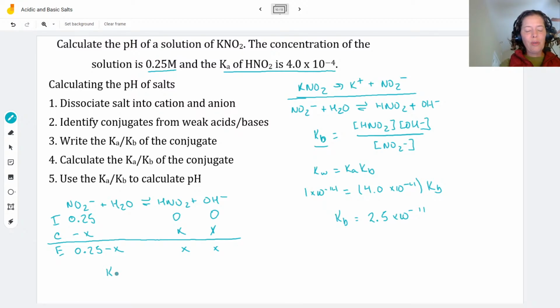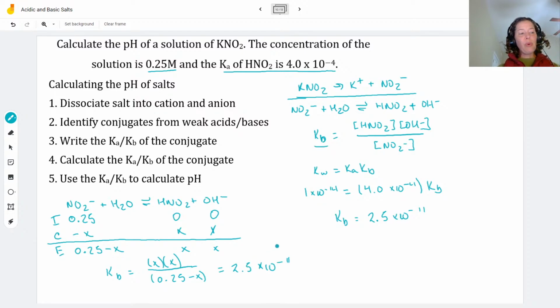Let's go back to our expression for Kb. Okay, so remember it's right here. So I'm taking my concentration of nitrous acid, my concentration of hydroxide, both of which are X. So that is X times X. And I'm putting it over my concentration of nitrite, which is this expression, 0.25 minus X. And of course, this equals my value right here, my 2.5 times 10 to the negative 11th.